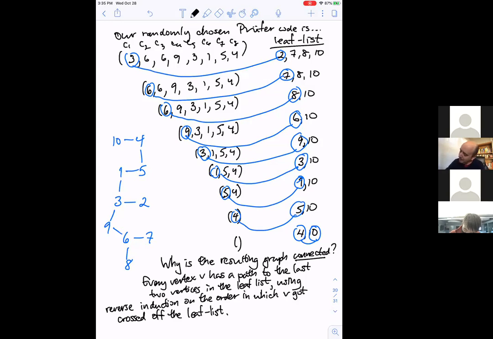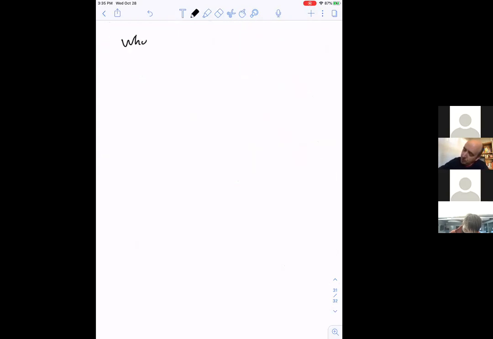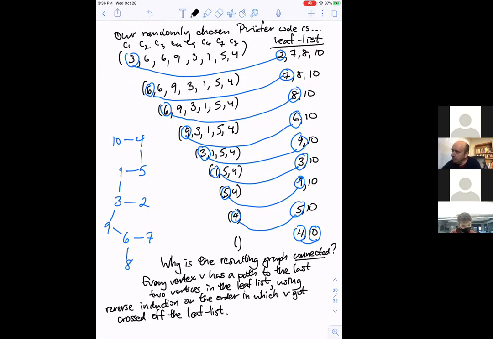And so let's ask that question. Why is the resulting graph acyclic, no cycles? And I think that this is also actually easier to think about if you think of building it backwards. First this edge, then this edge, then this edge, then this edge, and so on.